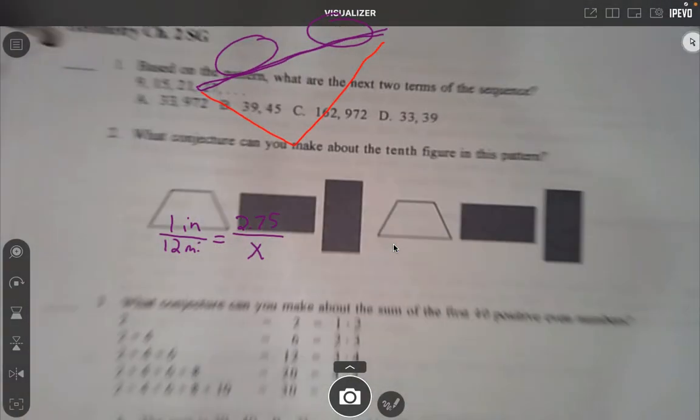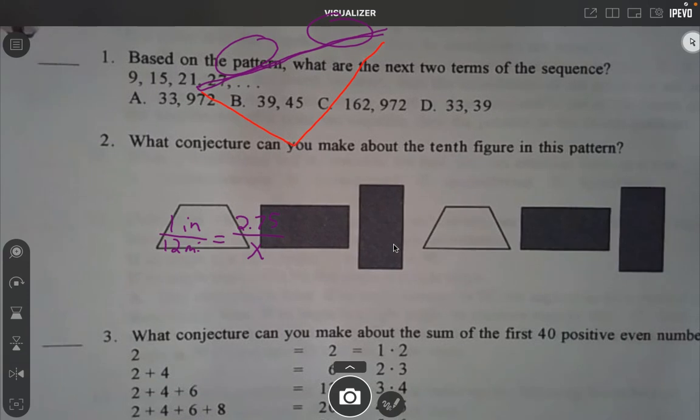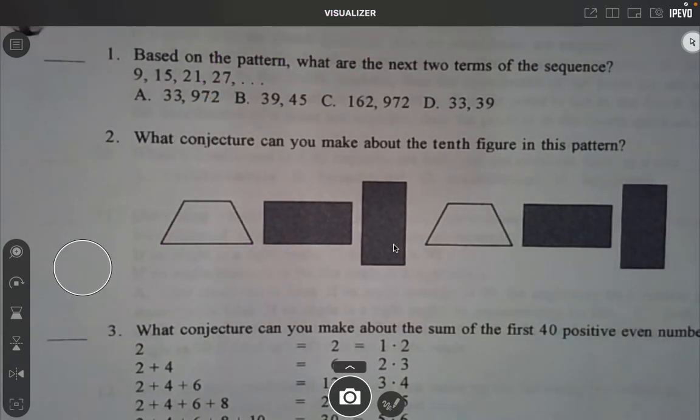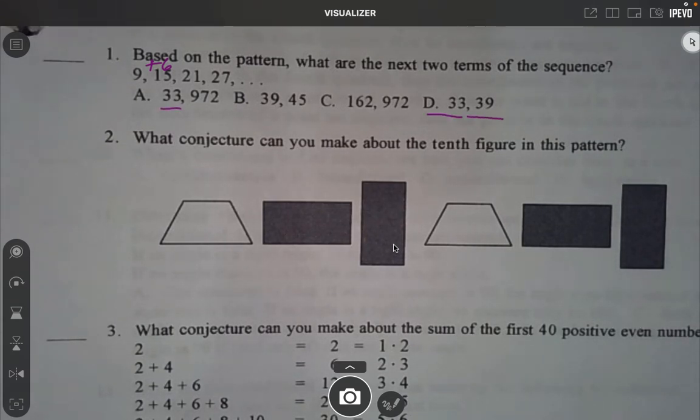All right, the first one says, based on the pattern, what are the next two terms? You're adding what? 3, 5, 6, 16. You're adding 6 every time. So what's 27 plus 6? 33. And then what's 33 plus 6? 39. There it is. So your answer is D. Everybody good with that? Alright, next one.